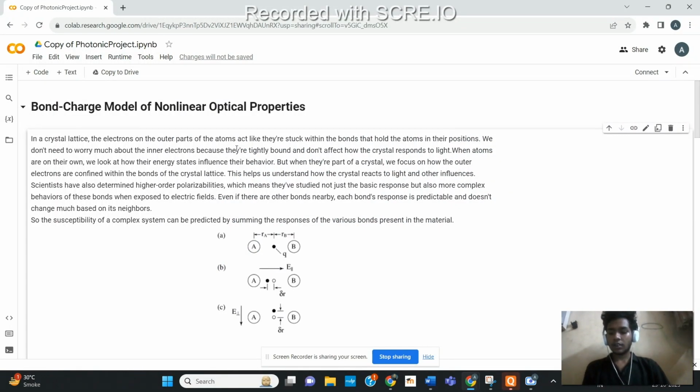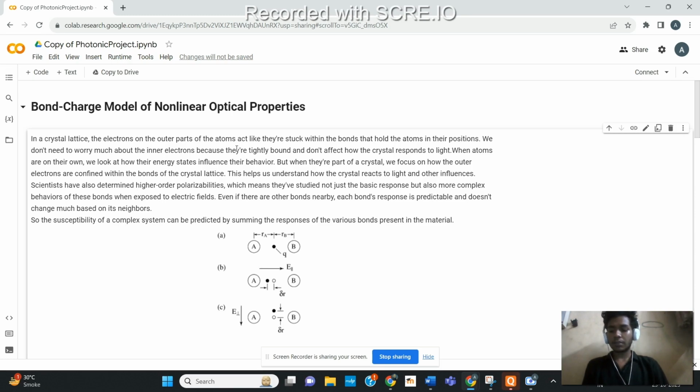So imagine you have a bunch of individual atoms floating freely. When they are on their own, it's easiest to understand their behavior using their own energy states, or how their electrons move around. Now picture these atoms forming a crystal, where they are all arranged in a neat, repeating pattern. In this crystal lattice, the outer electrons of the atom act like they're stuck within the bonds that hold the atoms in their positions.